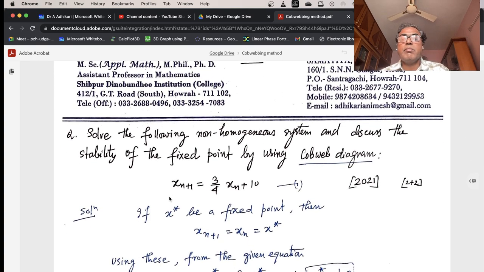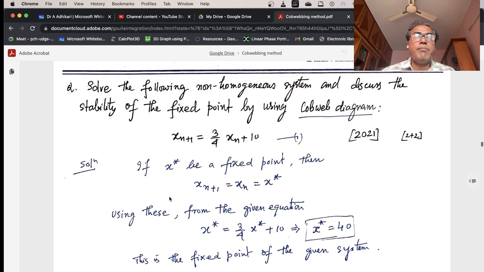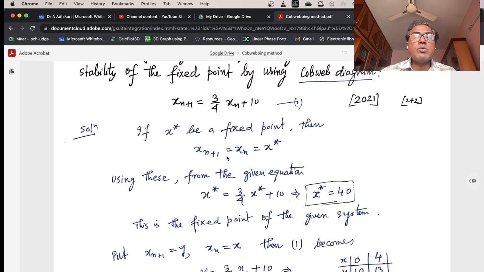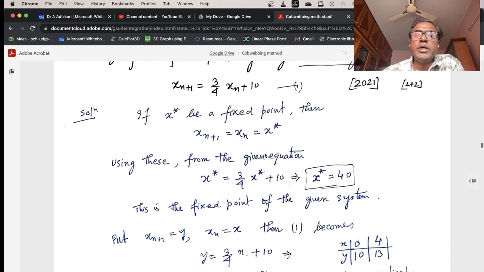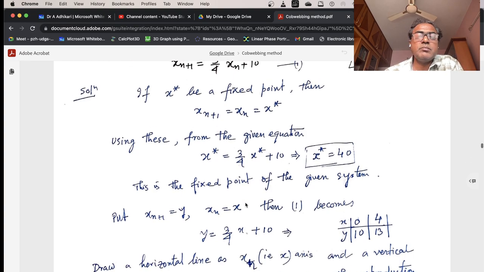This question is from 2021: solve the following non-homogeneous system and discuss the stability of the fixed point by using a cobweb diagram. x n plus 1 equal to 3 by 4 x n plus 10. First we find the equilibrium point x star. So x n plus 1 equal to x n equal to x star. Putting this in the given equation, we get x star equal to 40. And this is the fixed point of the given system.